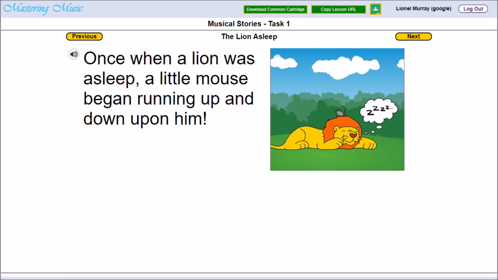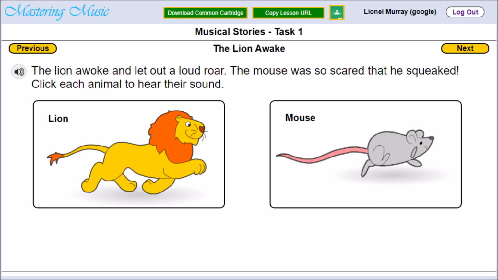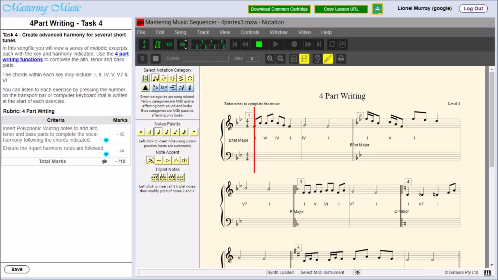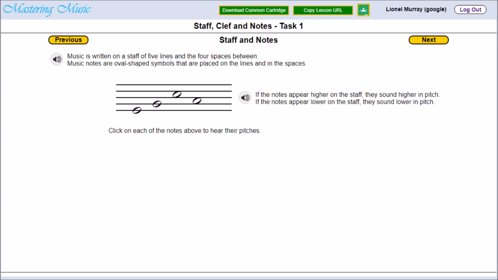Learning music has never been easier. From early learning years through to university level, Mastering Music Online has easy, self-paced lessons that teach all aspects of music. No prior musical knowledge is required to use these lessons.